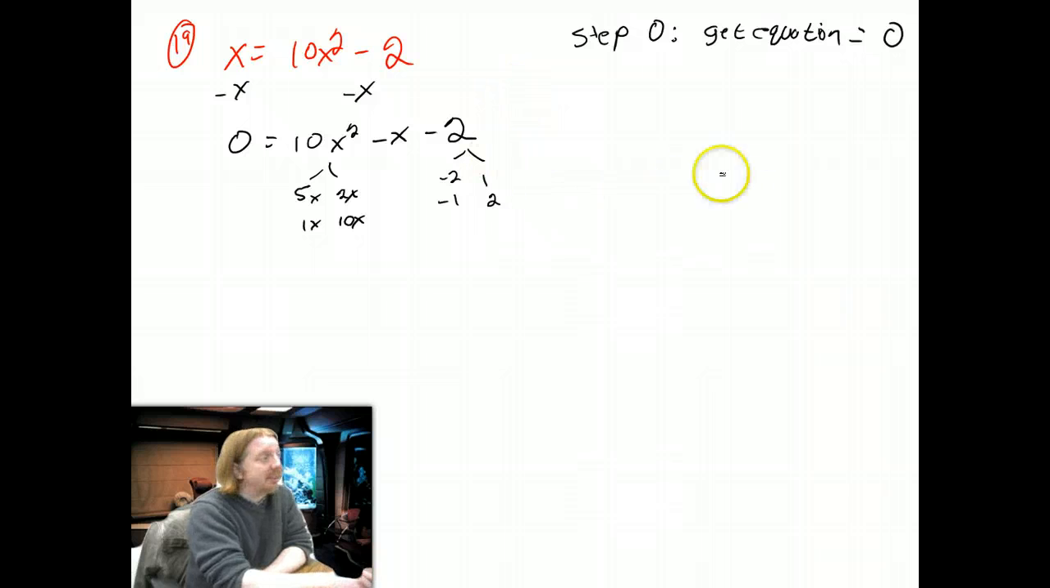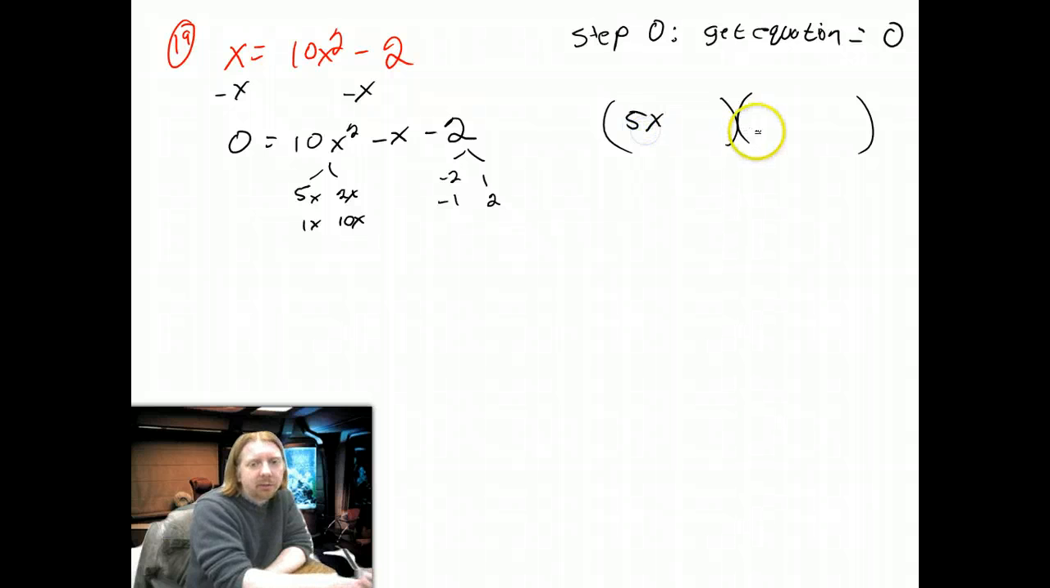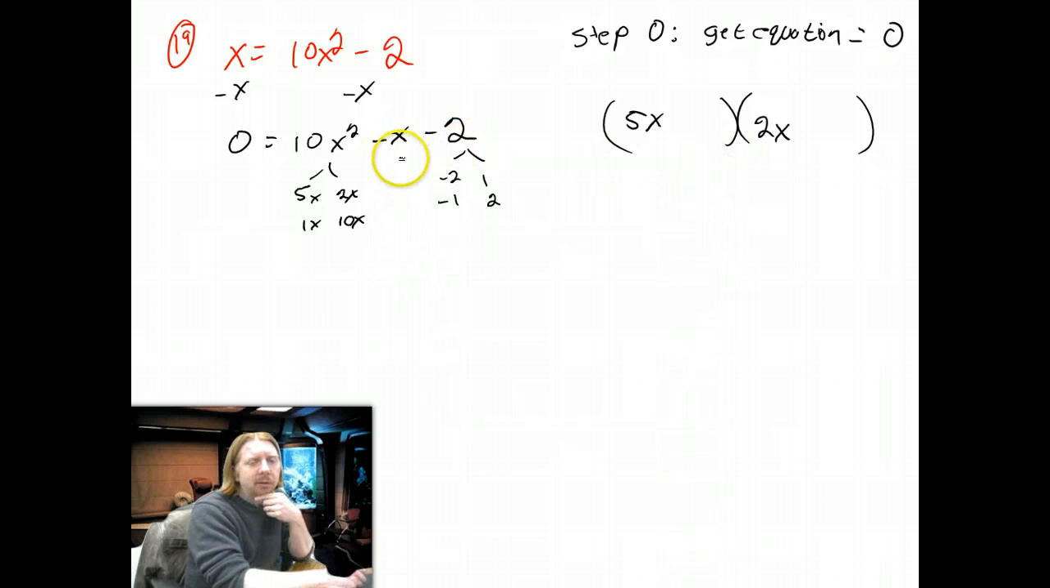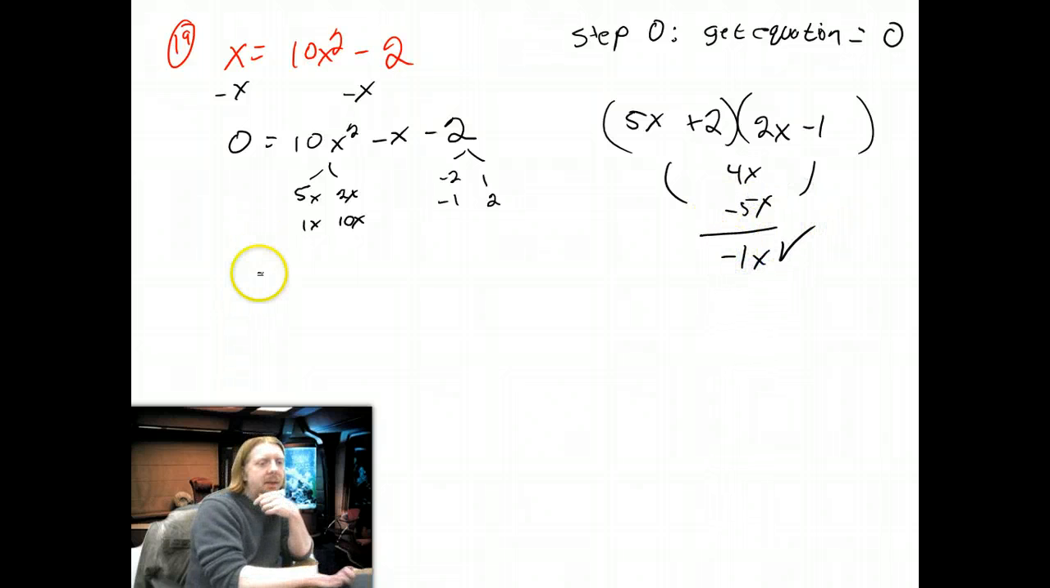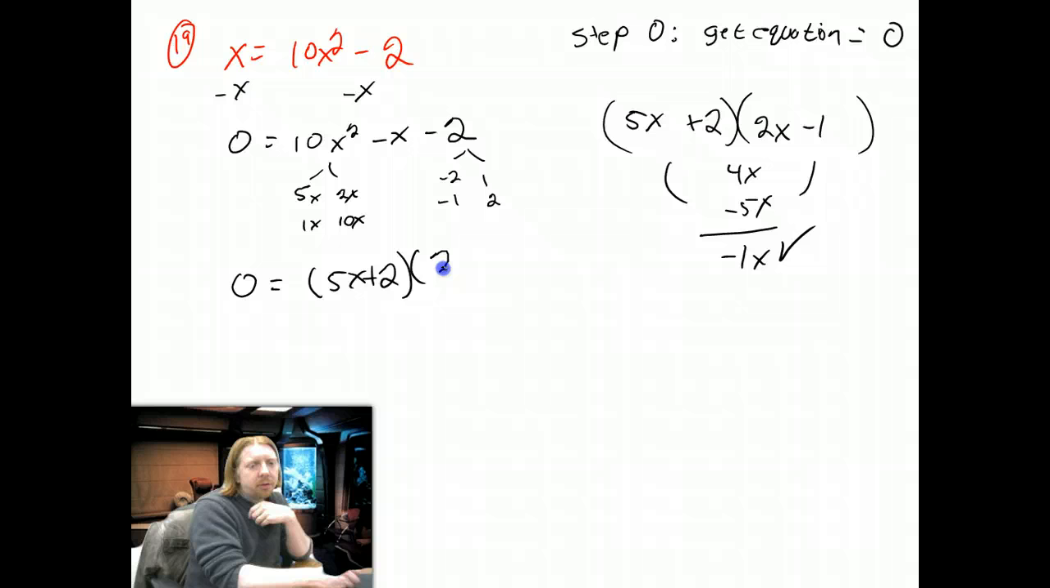Now, I always like to do my guess and checks off to the side. So let's guess and check with 5x, 2x. What's the combination that's going to work? We want to land at negative 1. So maybe do a negative 1 and 2. So I guess do a minus 1 over here, 1 times 5, plus 2. Let's see, that gives me 4x. The outers is negative 5x. That's negative 1x. Aha, that did it. So my factors are 5x plus 2, 2x minus 1.